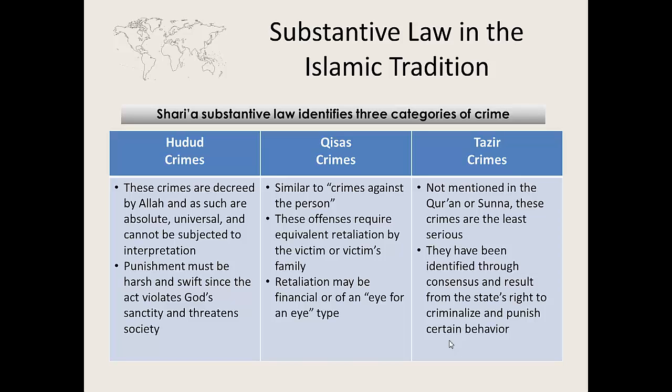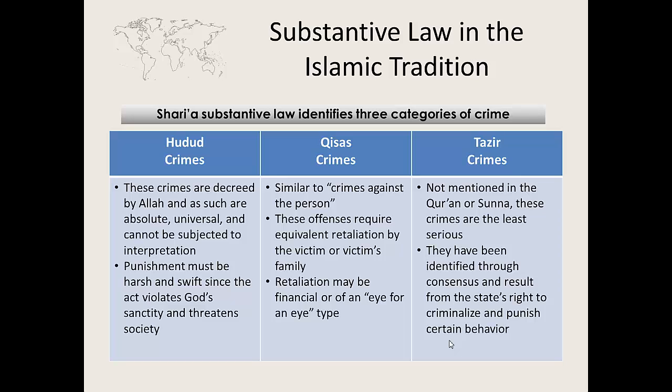That last grouping, the tazir offenses, are crimes that are not mentioned in either the Quran or the Sunnah, and they are seen as being the least serious of the offenses. They've been identified over time through consensus of justices or jurists. They result from the state's right to criminalize and punish certain kinds of behavior.